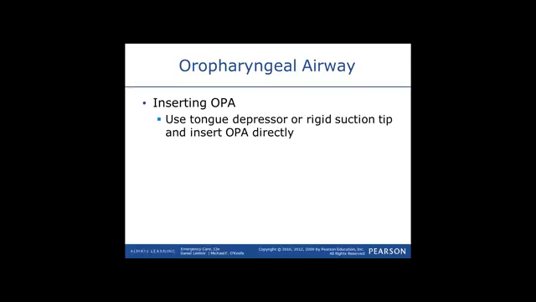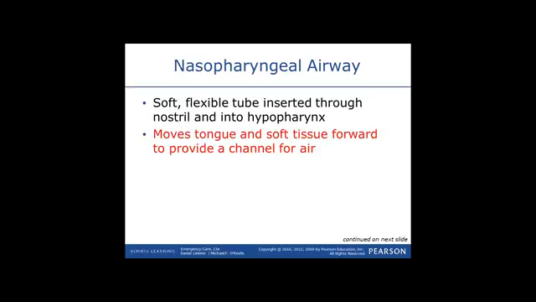Okay? So here's the nasal pharyngeal airway. This one's soft and flexible. See, Brendan? Soft and flexible. Doesn't cause as much pain. We're going to shove it into someone's nostril. That's about right. The purpose of this, again, same thing, is to move the tongue and soft tissue forward to provide a channel for air.